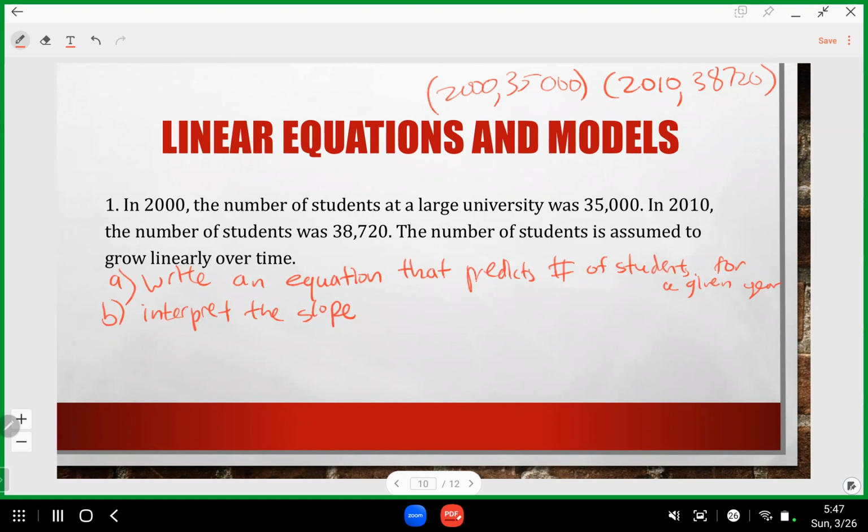Basically, we just have to subtract 35,000 from 38,720 to get 3,720, and we have to divide that by 10. So the slope is going to be 372. And putting that into point-slope form, let's just use the first point, for example. And we get y minus 35,000 is equal to 372 times x minus 2,000.